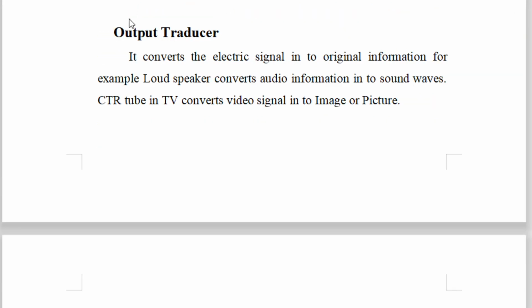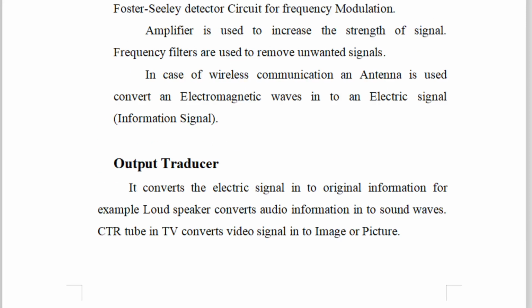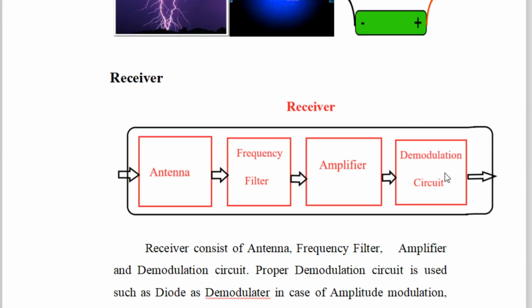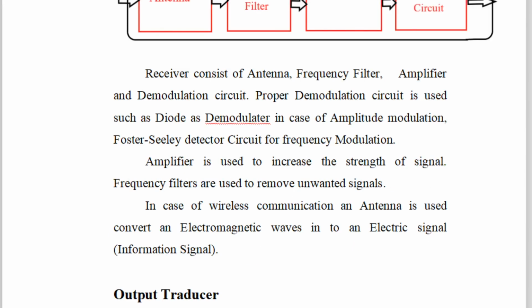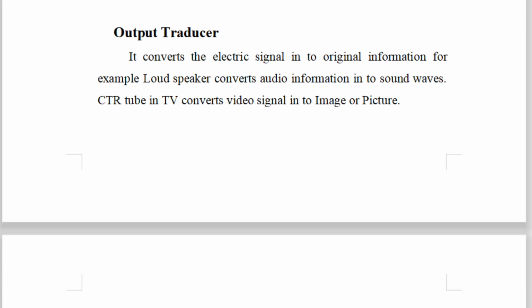And now the next block is called the output transducer. So now that electrical signal which is present at the output of the demodulator, at the output of the demodulator, our electrical signal, meaning the information signal, is present. But now we must represent or reproduce it with the help of the output transducer. So the output transducer converts the electrical signal into original information.